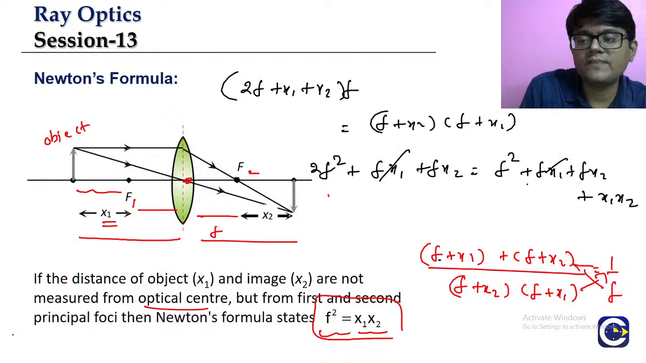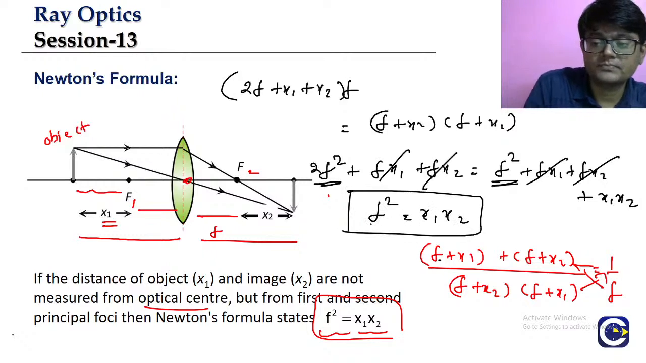So fx1 is cancelled, fx2 is cancelled, and one f square also we can cancel. So left side we have 2f square, right side we have f square. So left side will be having f square, and the right side, the remaining part will be x1 into x2.